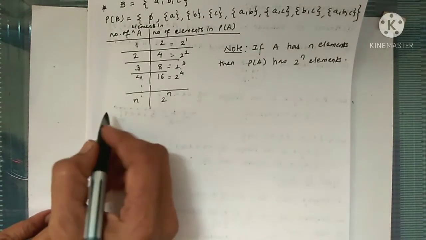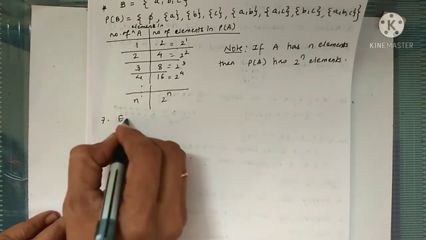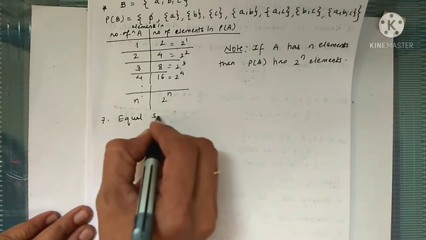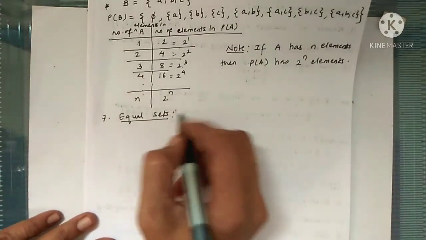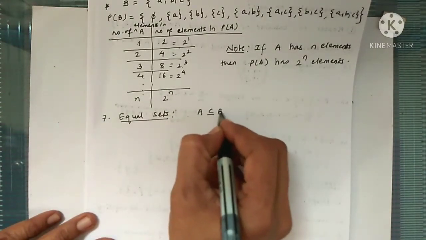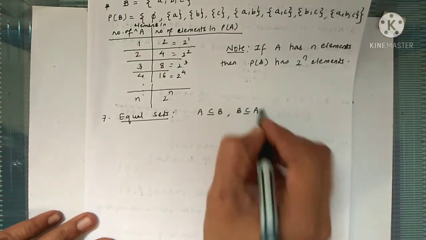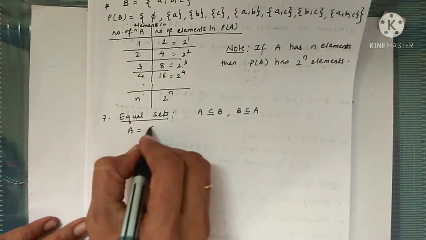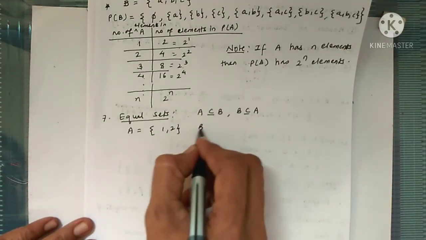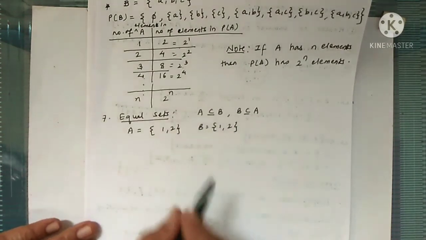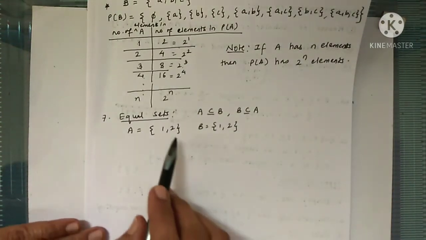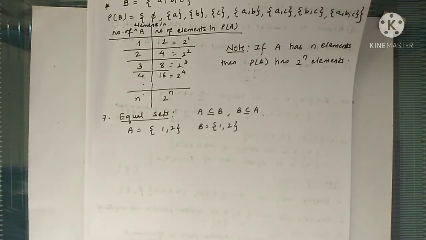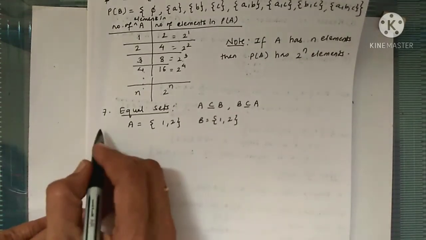The next one is equal sets. Equal sets means what? Both sets have the same elements. So equal sets means A should be a subset of B and B should be a subset of A. For example, if A is {1, 2} and B is also {1, 2}, like this, then A is a subset of B and B is a subset of A. But this is not a proper subset, as both have the same elements. So basically both should have the same elements, and that means they are equal sets.